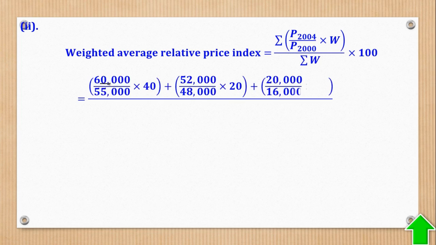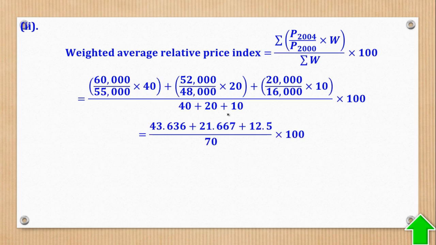So this was the current price, base price, weight. Current price, base price, weight. Current price, base price, weight. Then this is the total of all the weights. Simplify, you'll come up with that. Simplify further, and then use a calculator to come up with this as the required answer.